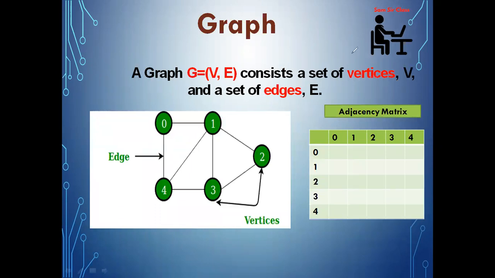Now, a graph is nothing but a collection of vertices and edges. So, what do you mean by a vertex? The circle is representing a vertex, and the connecting line between these two vertices is known as an edge. So, a graph is nothing but a collection of vertices and edges. This graph can be of two types: one will be undirected, and another one will be directed.